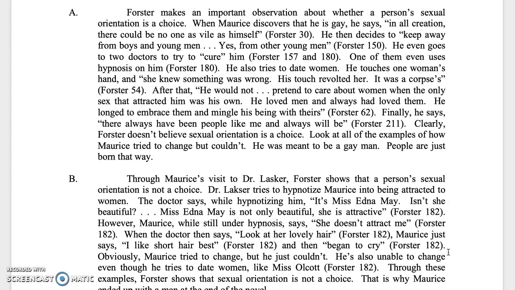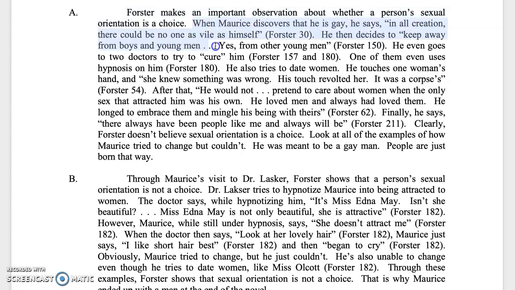So look at example A. You can pause your video here and then we'll come back and talk about it. So this is a bad example. First of all, the topic sentence does not specifically say what Forster's observation is. It just says that he makes an observation about whether a person's sexual orientation is a choice. Well, does he think it is or is not a choice? We need to answer that question here, and this doesn't do that.